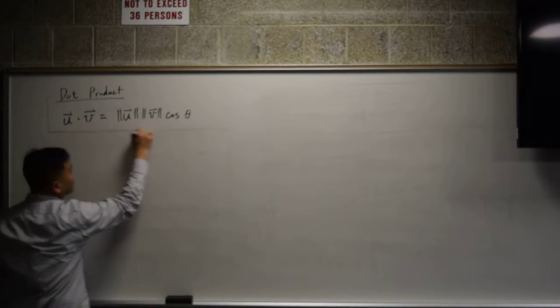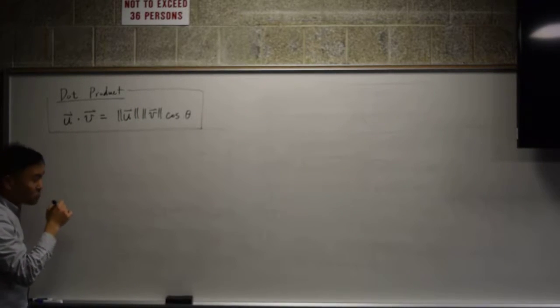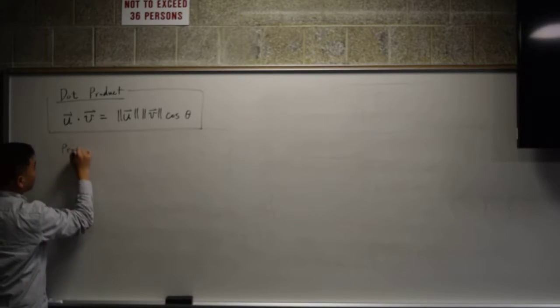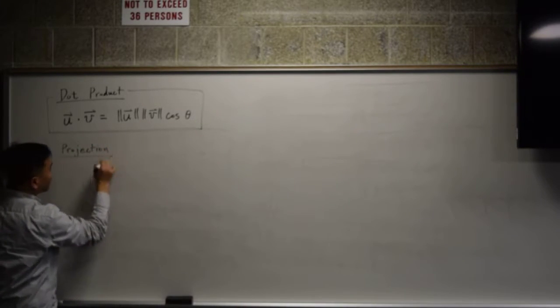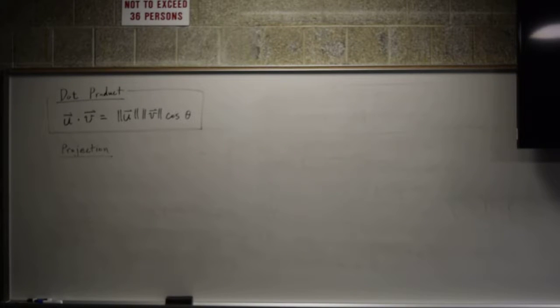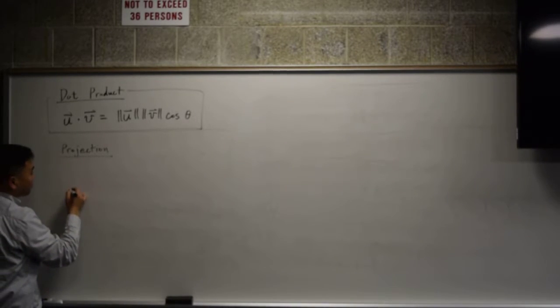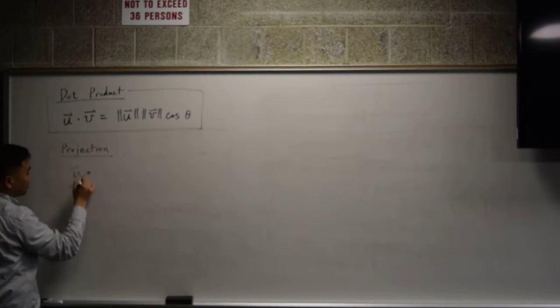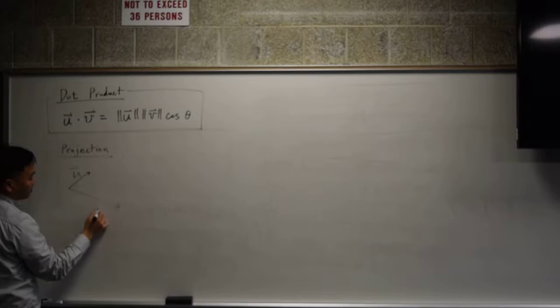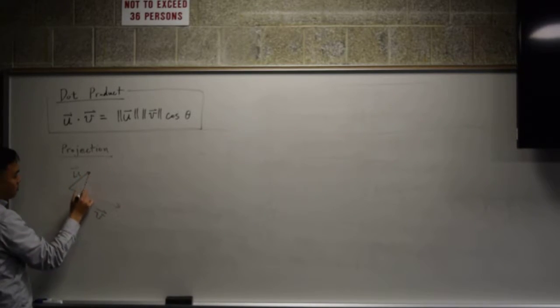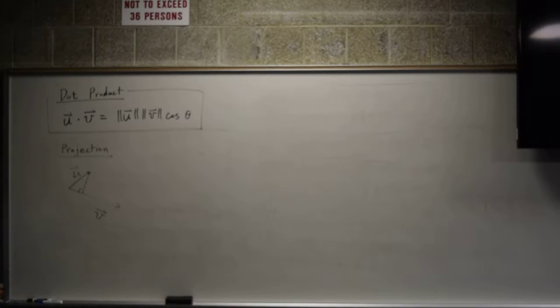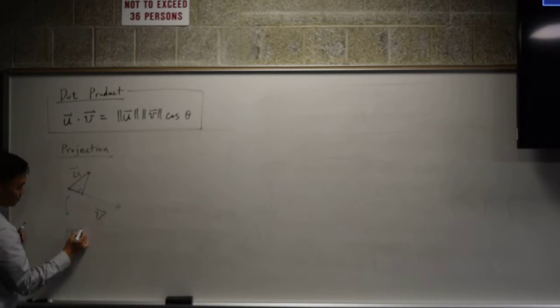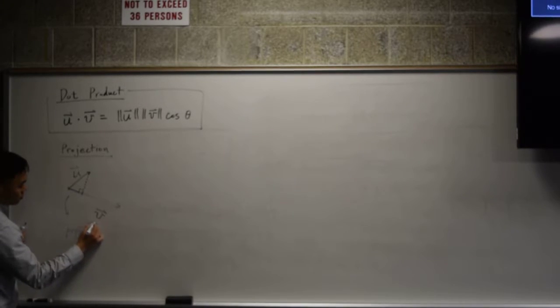Right, using the dot product, we can also figure out how to do projections. I discussed projection a little bit. So here's how projections work. If you have one vector u, another vector v, then you draw a perpendicular line to it, and this part right here is called the projection of u onto v.